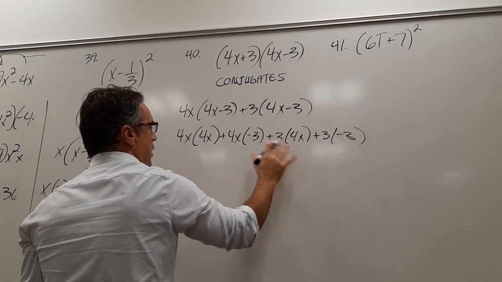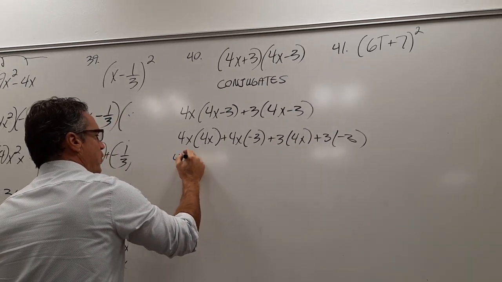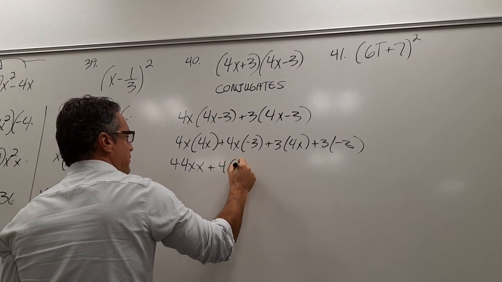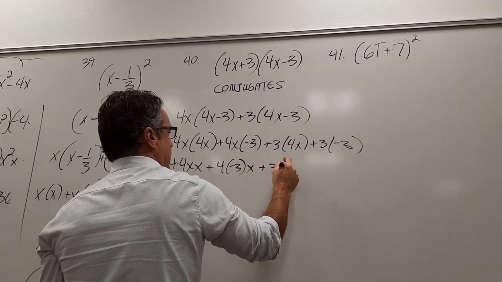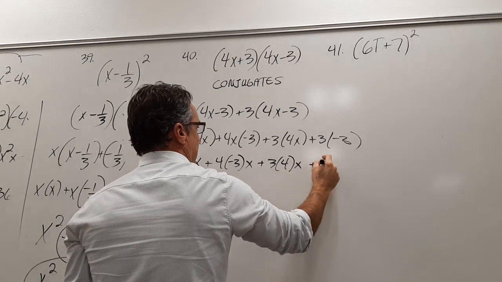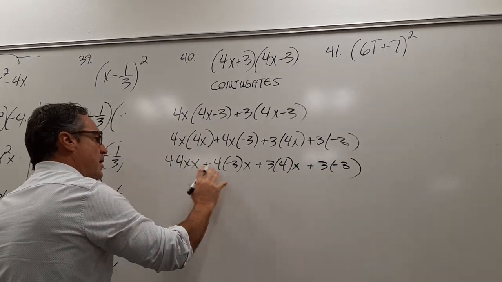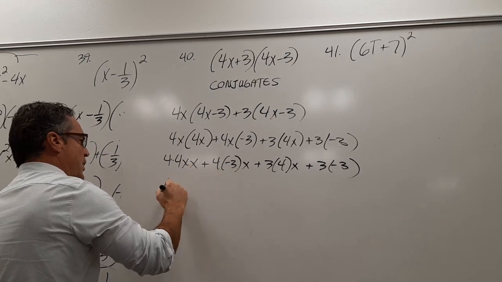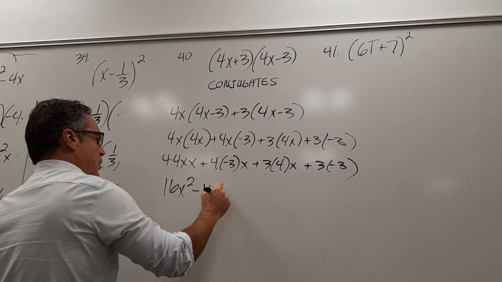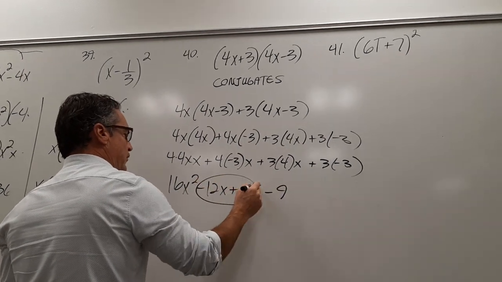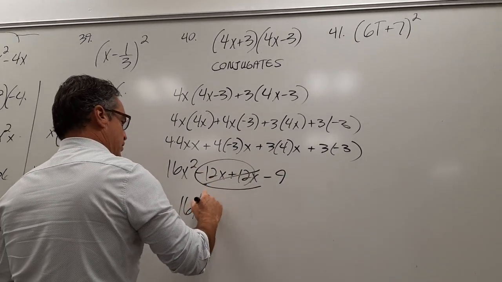1, 2, 3, 4, mono times monos. Number to number, 4 times 4, x and x. Here we'll have plus 4 times negative 3 and x, plus 3 times 4 and x, and plus 3 times negative 3. Just writing a little extra here to get my numbers with my numbers, my variables with my variables. I get 16x squared minus 12x plus 12x and minus 9. Indeed, these two cancel out, and we get 16x squared minus 9.